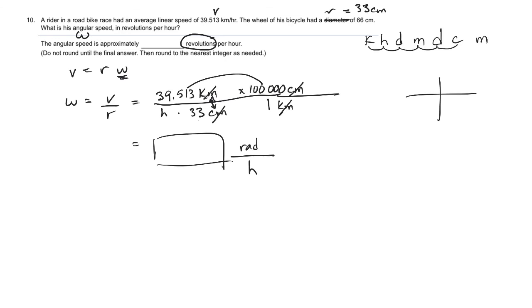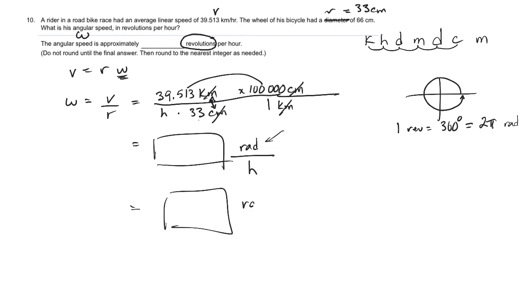Okay, well, if I talk about revolutions, so I know that 1 revolution is the same thing as 360 degrees, but in terms of radians, which I need, that's 2 pi radians. So I can take whatever my answer here was, that was in radians per hour, and I can times it by, let's see, I want to get rid of rads, so I'll put this on the bottom. 2 pi rads is the same as 1 revolution. I didn't need the 360 degree thing. So rads cancel, I'll be left with revolutions per hour. So just take what your answer is there, divided by 2 pi, and you're good.